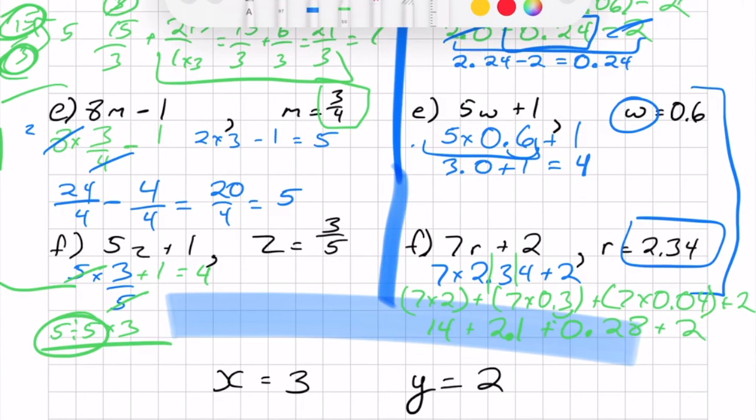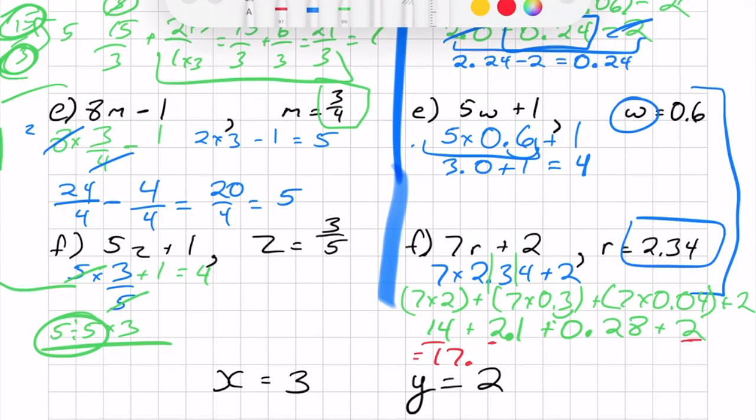So 14, 15, 16, 17, if I just look at the whole numbers first. Then looking at the numbers after the decimal place and adding those. So this is the tenths column. I'm going to add that to the tenths column, so that's 3, 8.